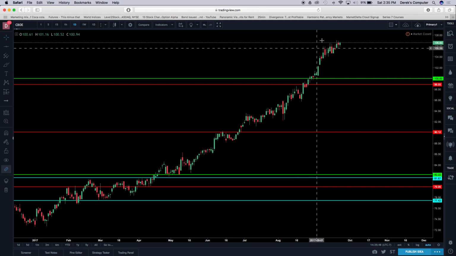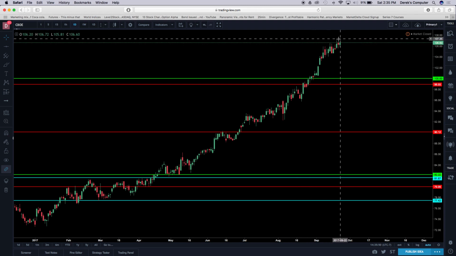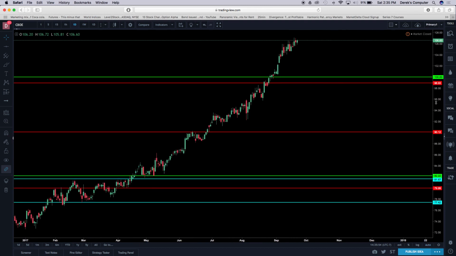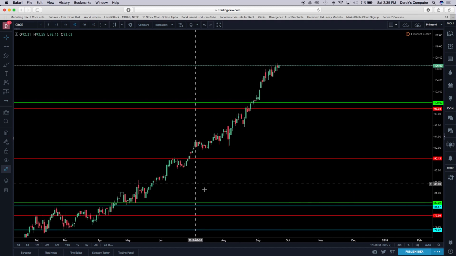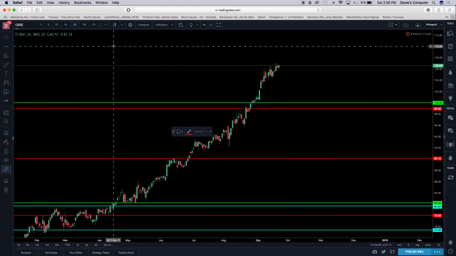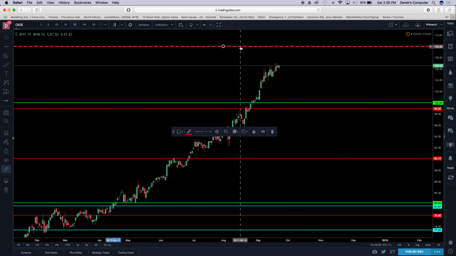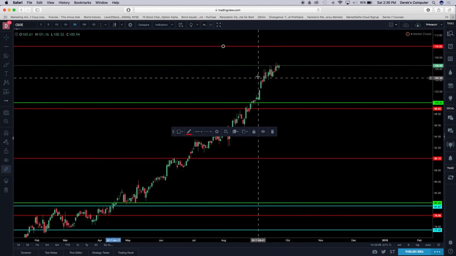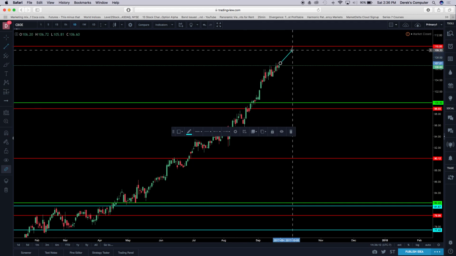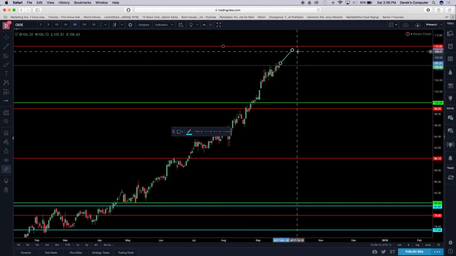So we've seen some continuation above 100. I would like to see this continue above 100. Just like the 80, 90, and 100 levels mattered, the next level that's really going to matter is the 110 level. Hopefully we can blow right past this 110 level and see some continuation. But I wouldn't be surprised if I saw some struggling here.